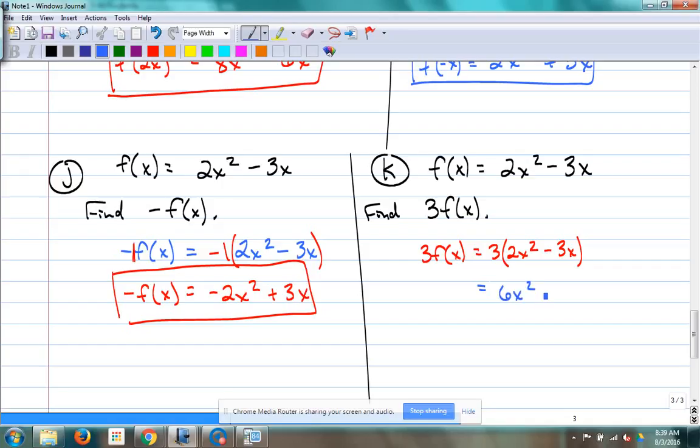So 6x squared minus 9x. Not 6x squared, 9x. 6x squared and 9x. Just good old distributive property there. Okay.